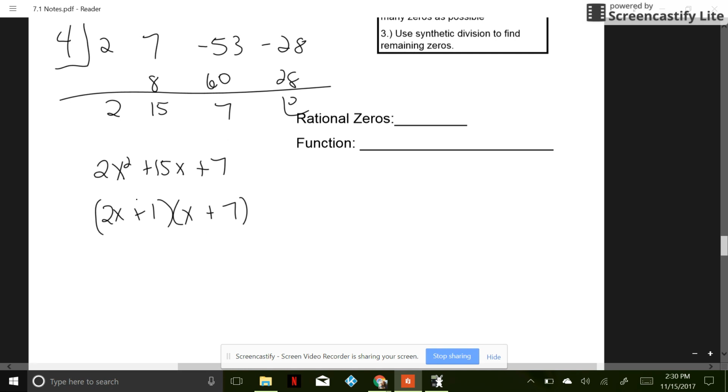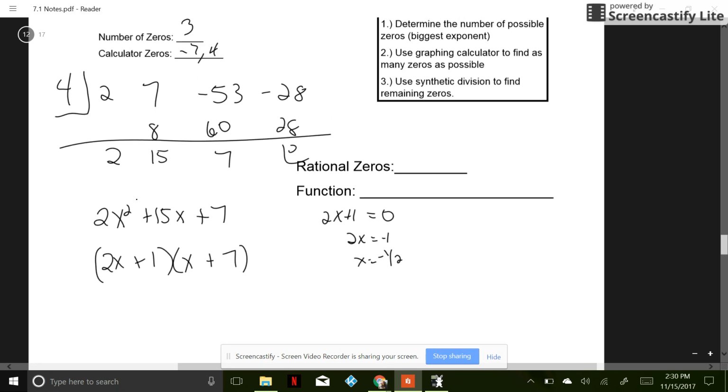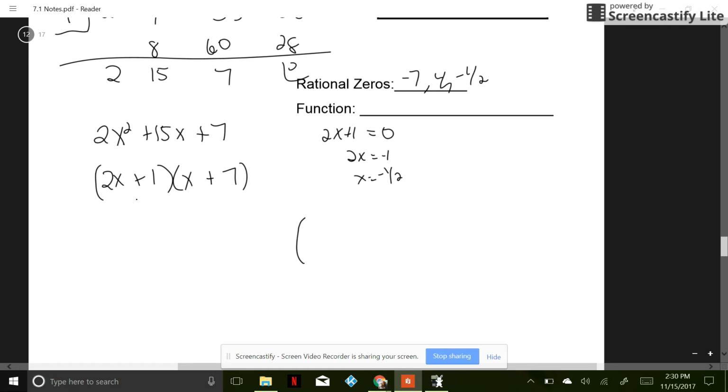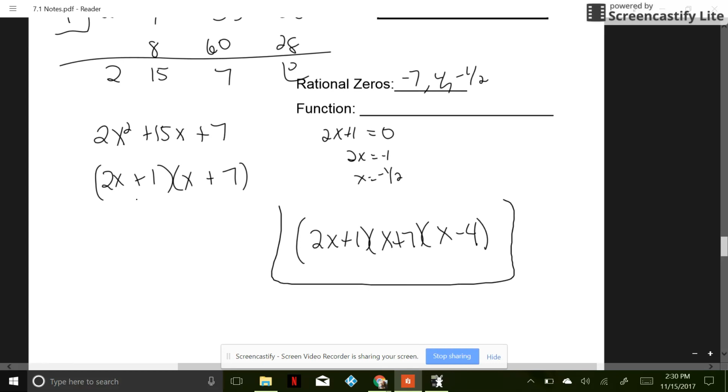So that means our zeros, the one that we didn't have already, is going to be at -1/2. So we already have -7, we already have 4. Our other one is at -1/2. When we write it out as a function, we'll get the 2x plus 1 and the x plus 7, and then the term x minus 4. And this is our function here.